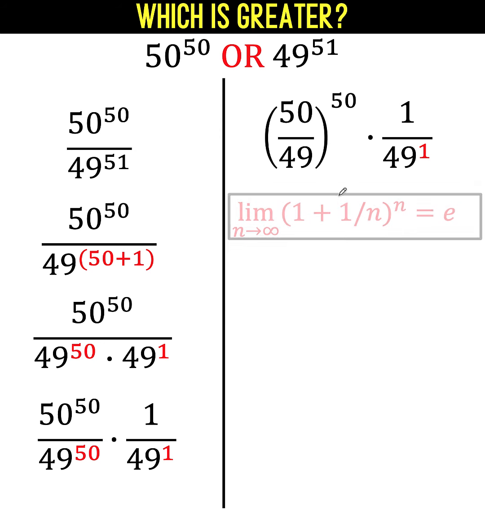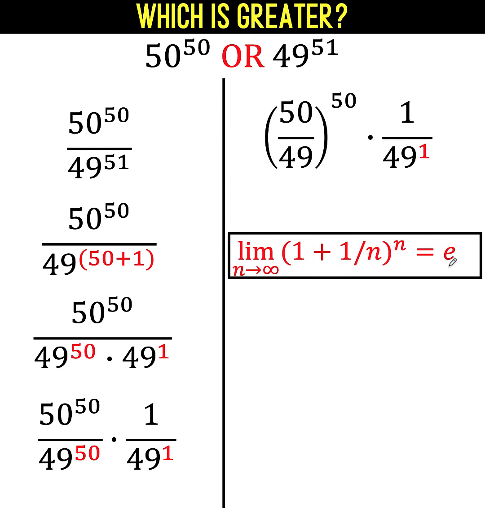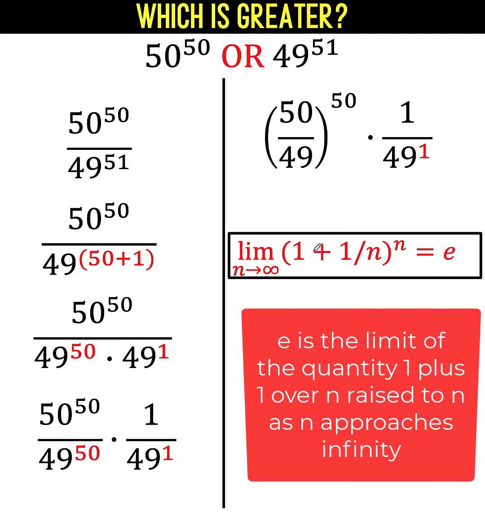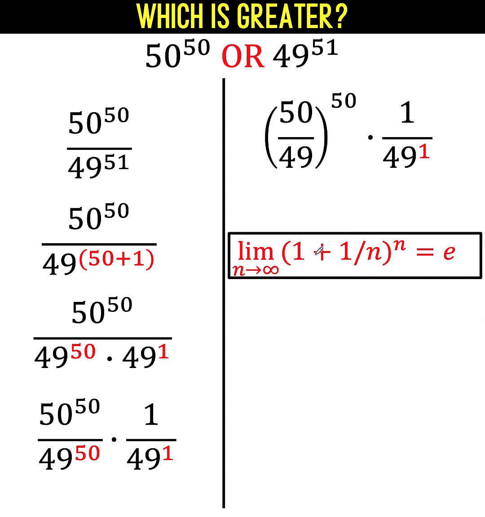Let's recall the definition of the number e. That is equal to the limit of 1 plus 1 over n as n approaches infinity. This is important because this 50 over 49 can also be re-expressed in the form 1 plus 1 over n. Specifically, 50 over 49 is 1 plus 1 over 49. All the rest are just copied.